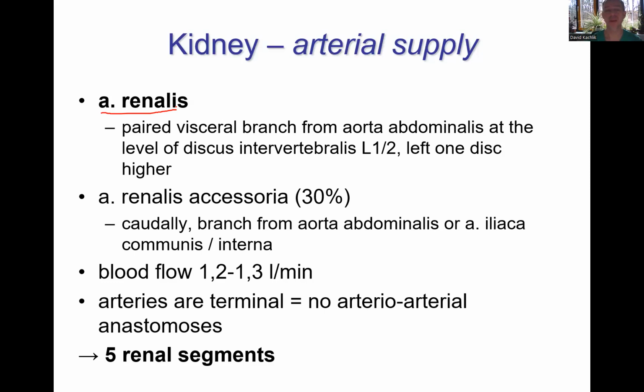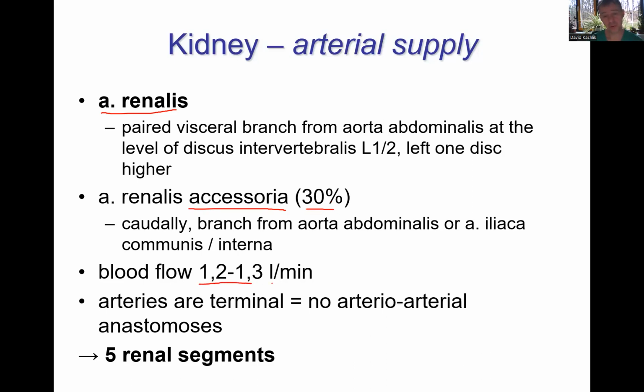Due to development, we very often have an accessory renal artery, up to 30%, and it is usually a branch of the abdominal aorta, but can be a branch of the common or internal iliac artery, based on the ascent of the kidney during development. It usually supplies the inferior pole of the kidney, but can also enter the superior pole.